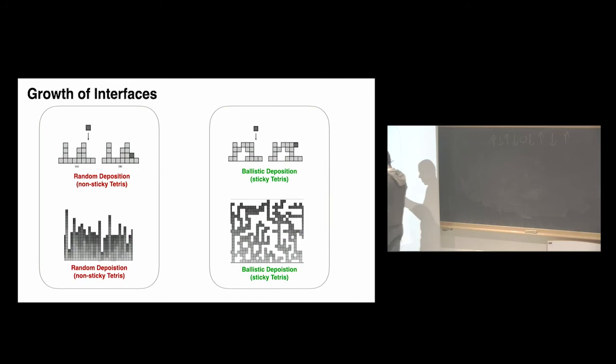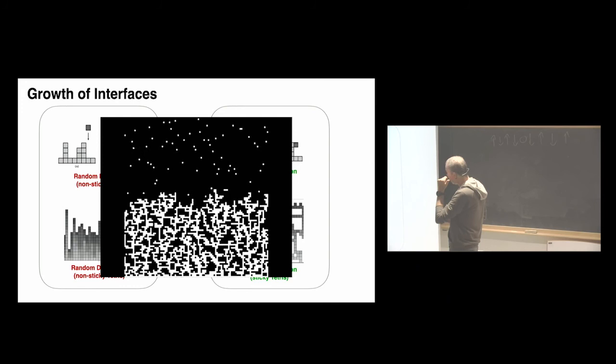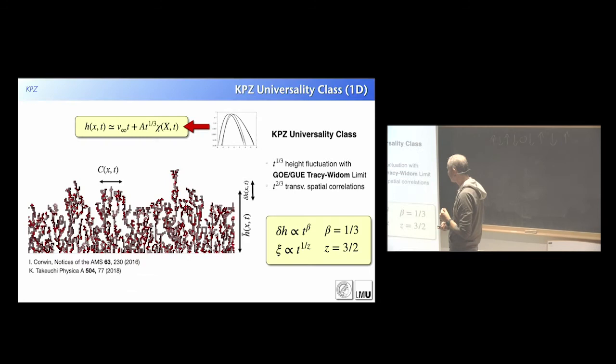And you can immediately see in this classical simulation that the height field that you get looks completely different than in the uncorrelated columns. Yeah, so it was really a big thing to find that. So now we can look at this height field and we can characterize this more mathematically.